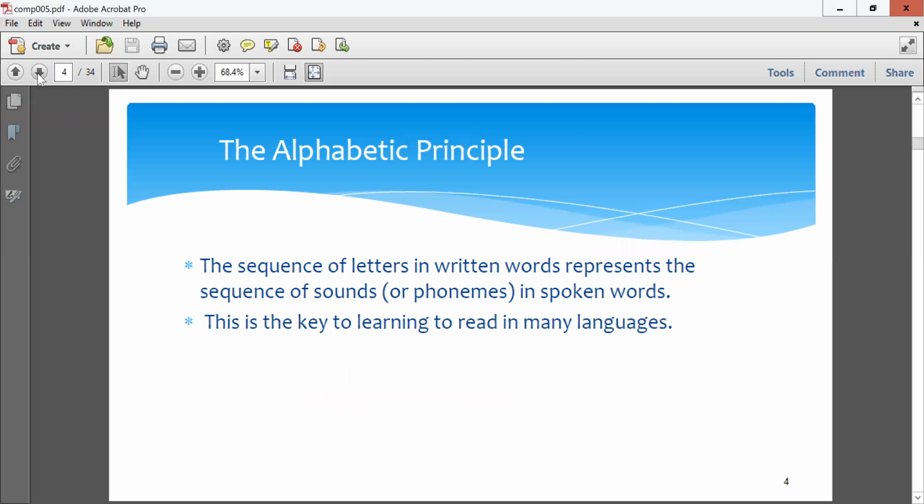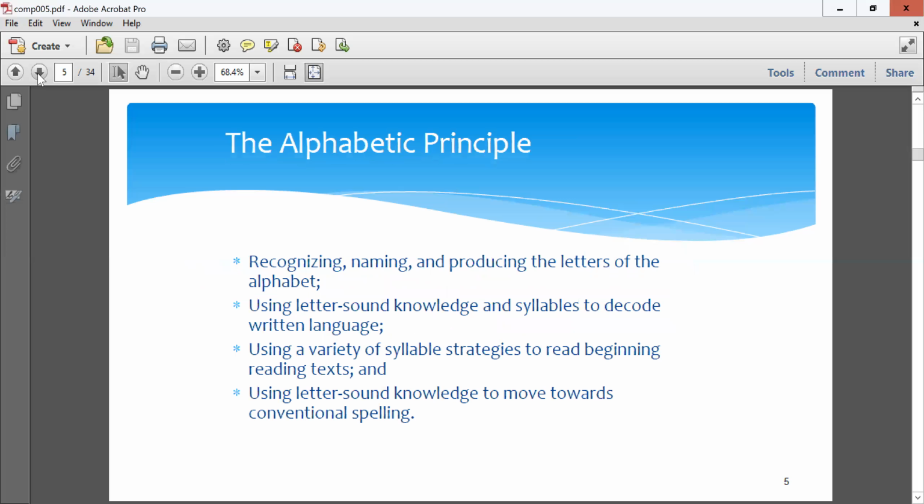The alphabetic principle is really just that a sequence of letters and written words represents a sequence of sounds or phonemes in spoken words. The key to learning to read is based in this in many languages. And we talked more about this in competency 1 and 2, where we talked about language development and phonics and different skills like that.